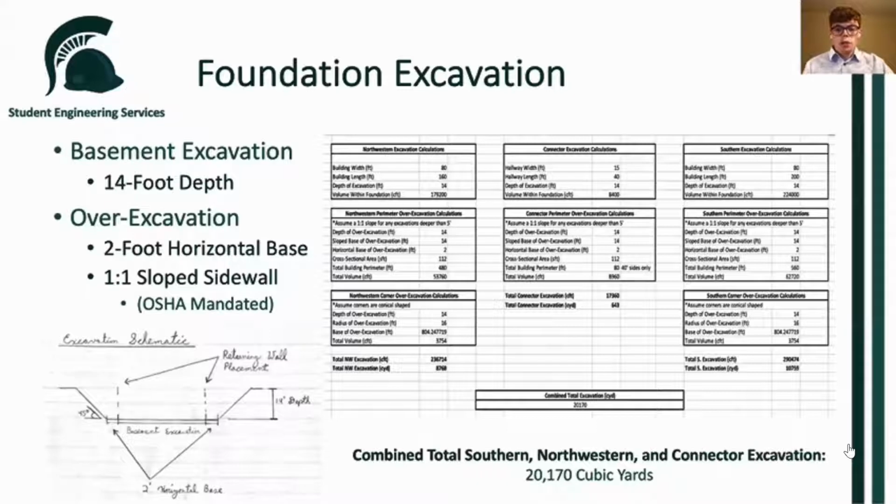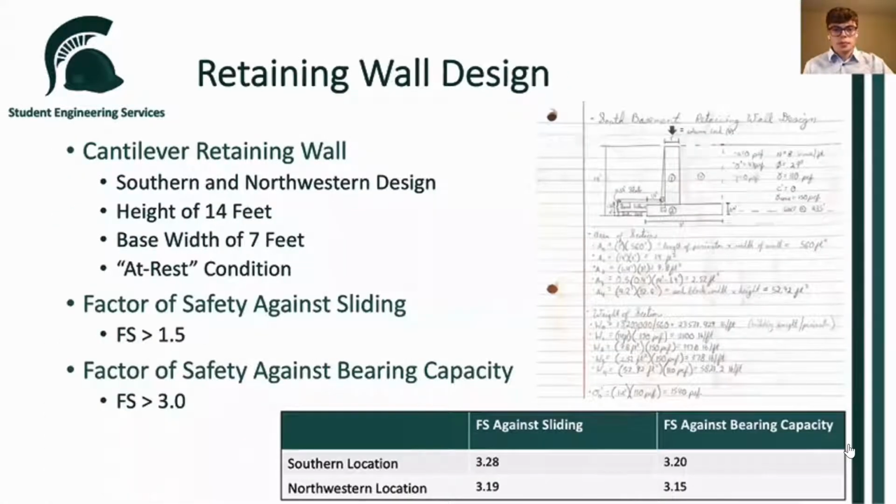In total, 20,170 cubic yards of earth and material must be removed from the project site. Now on to the retaining wall design.